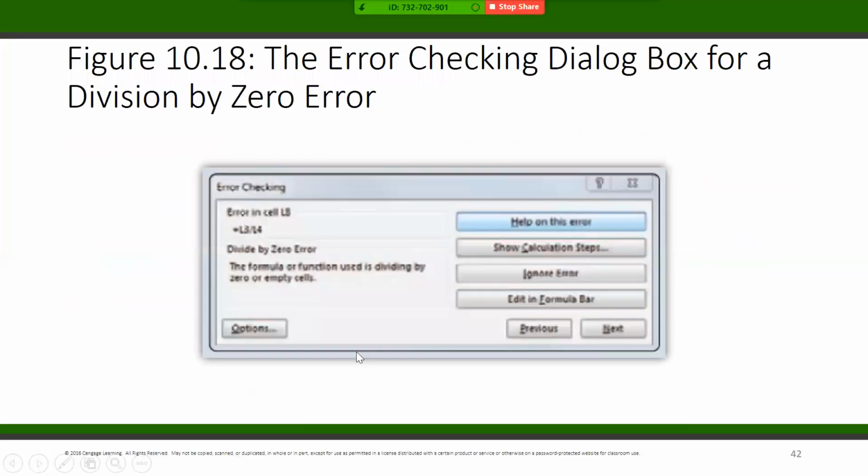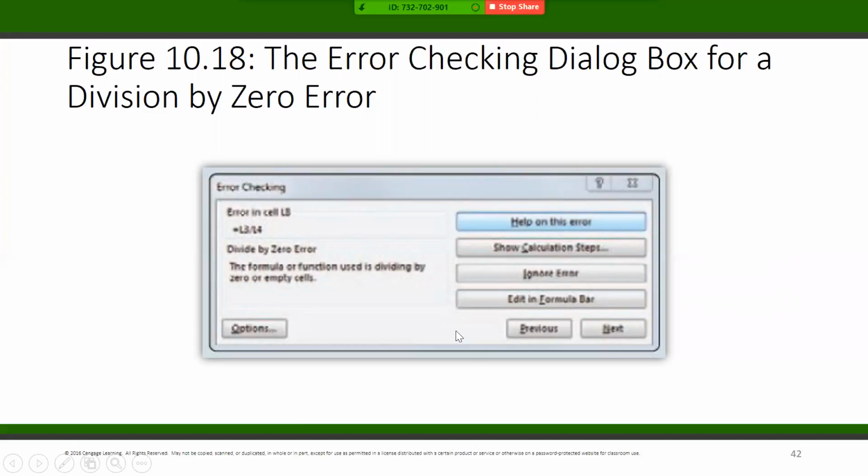Okay. So this is the error checking dialog box for a division by zero error. So it'll pop up and it'll say, hey, there's an error in cell such and such, and you're dividing by zero. Okay, so from this box, you can actually edit the formula, you can get help on it, show the calculation steps, or you can ignore the error if you think it's okay.